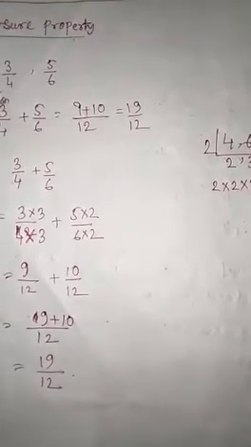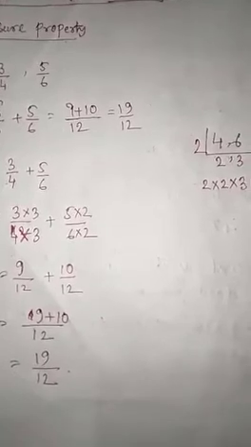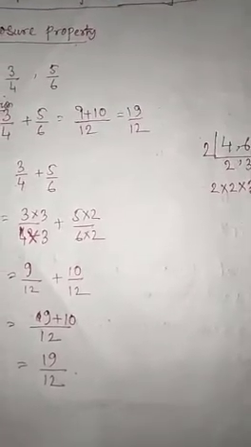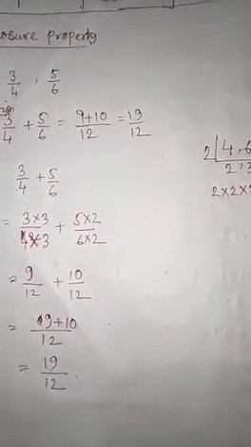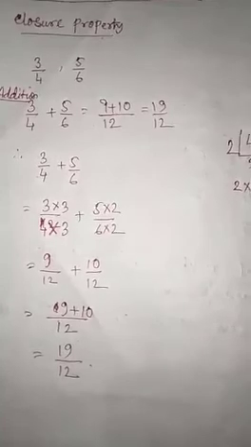What is called closure property? If two rational numbers are added or subtracted or multiplied or divided, then we will get a rational number as the result. Clear? So let us verify it.